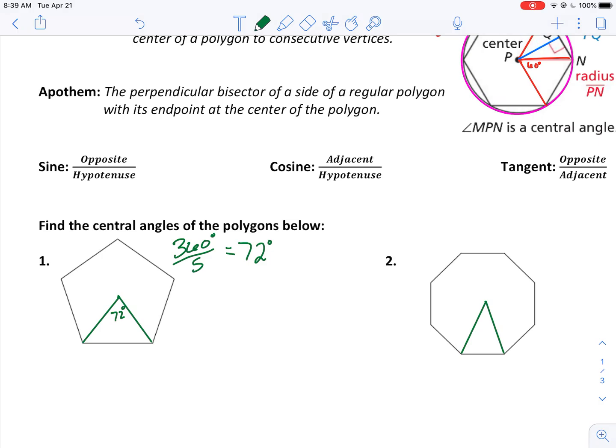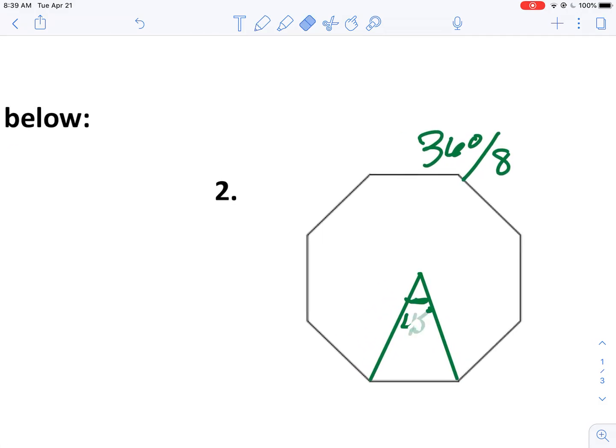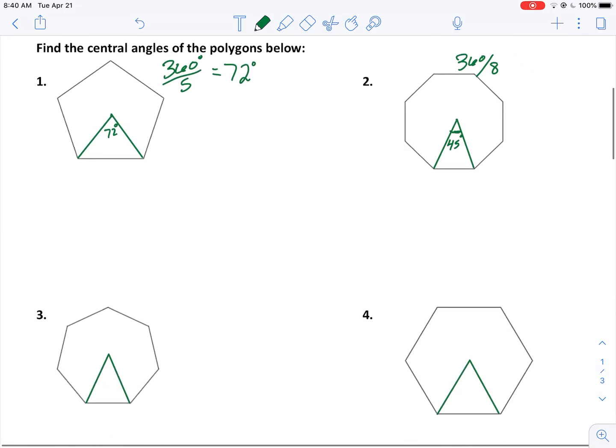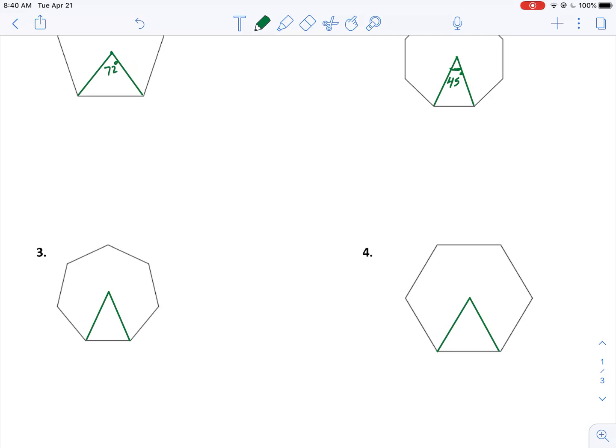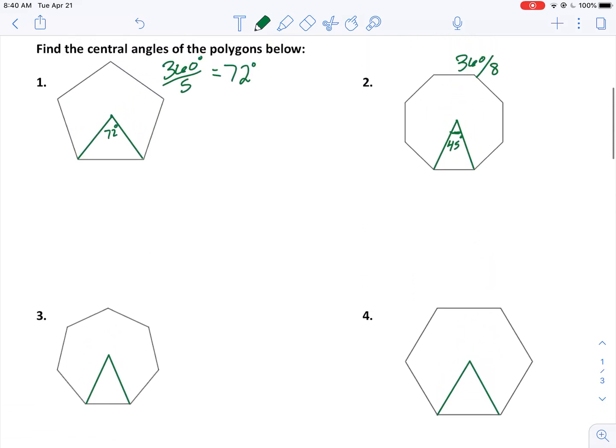So number one, I've got 5 sides here: 1, 2, 3, 4, 5 sides. So I'll take 360 divided by 5 and get 72 degrees for this central angle. All right, number 2, 1, 2, 3, 4, 5, 6, 7, 8. I've got an 8-sided figure. So to find this central angle measure, I'll take 360 divided by 8, to get that central angle is 45 degrees.